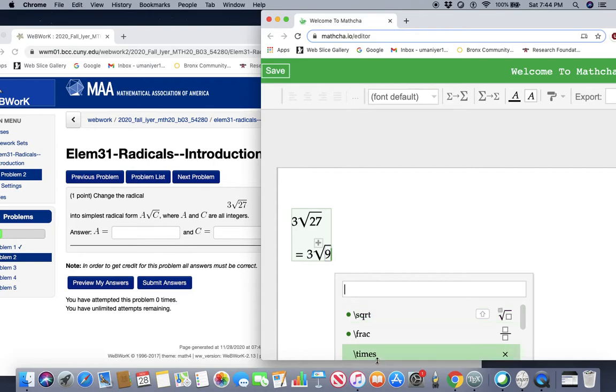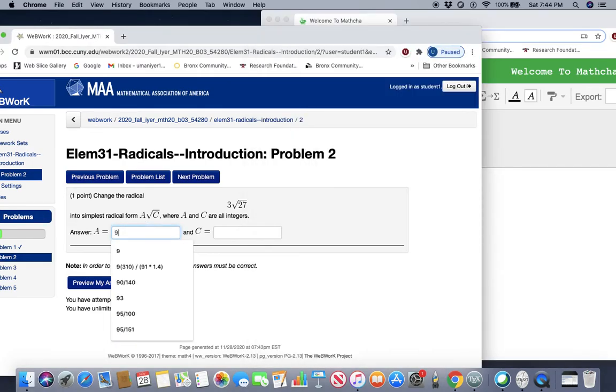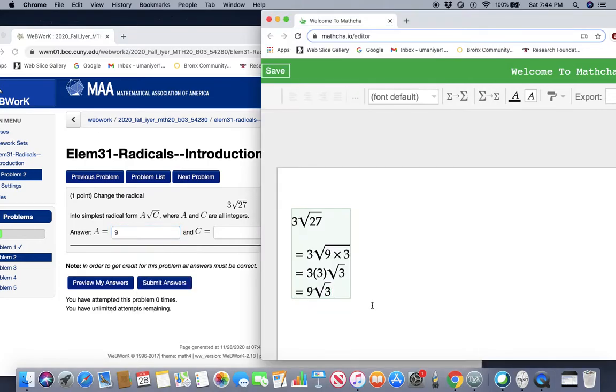27 is 9 times 3. So that is 3 times the square root of 9, which is 3, and what is the square root of 3? I cannot improve that, so it stays inside the square root. That's 3 times 3 square root 3, so 9 square root 3. A is the outer number, 9. C is the inner number, 3.